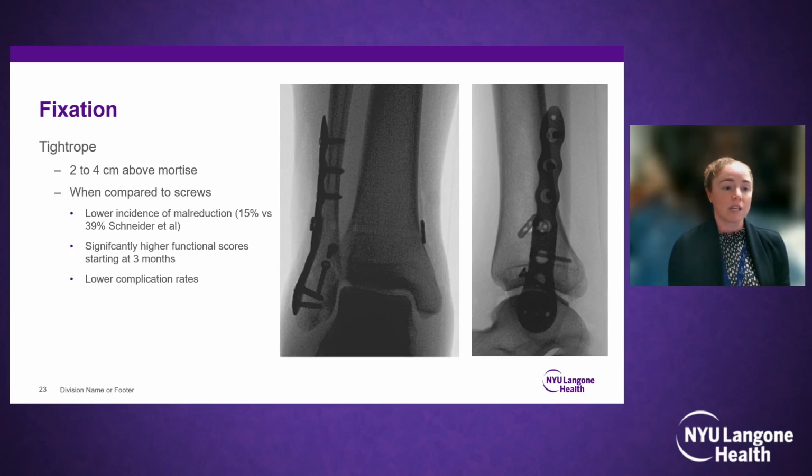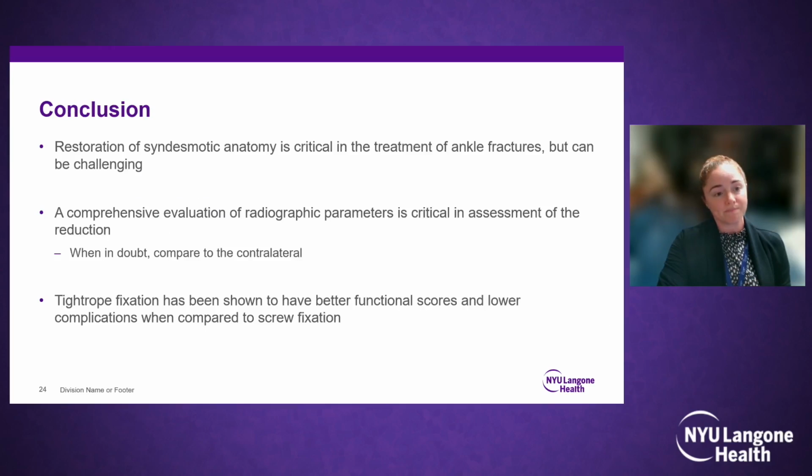put your screw fixation. And when compared to screws, they have found that there's lower incidence of malreduction, which is quite significant, 15 to 39%. There's significantly higher functional scores starting at 3 months, and they have lower complication rates, and you don't have to worry about hardware removal. So there seems to be a shift going with increased tightrope fixation.